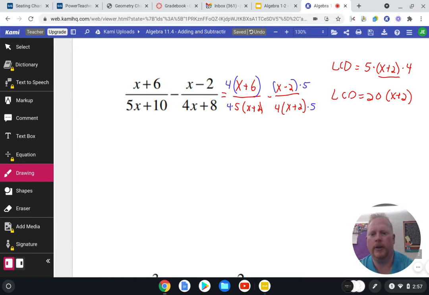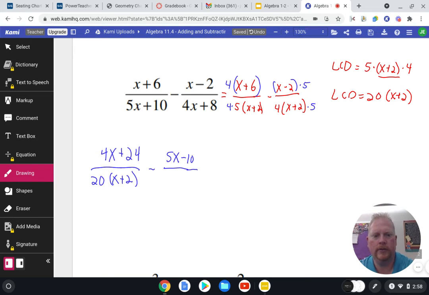And when I do that, I'm going to go ahead and come on down here. I will get 4x plus 24 over 20 times x plus 2. Bring down the minus, and I get 5 times x plus minus 2, so that'd be 5x minus 10 over 20 times x plus 2. So now I have common denominators, my very first step.